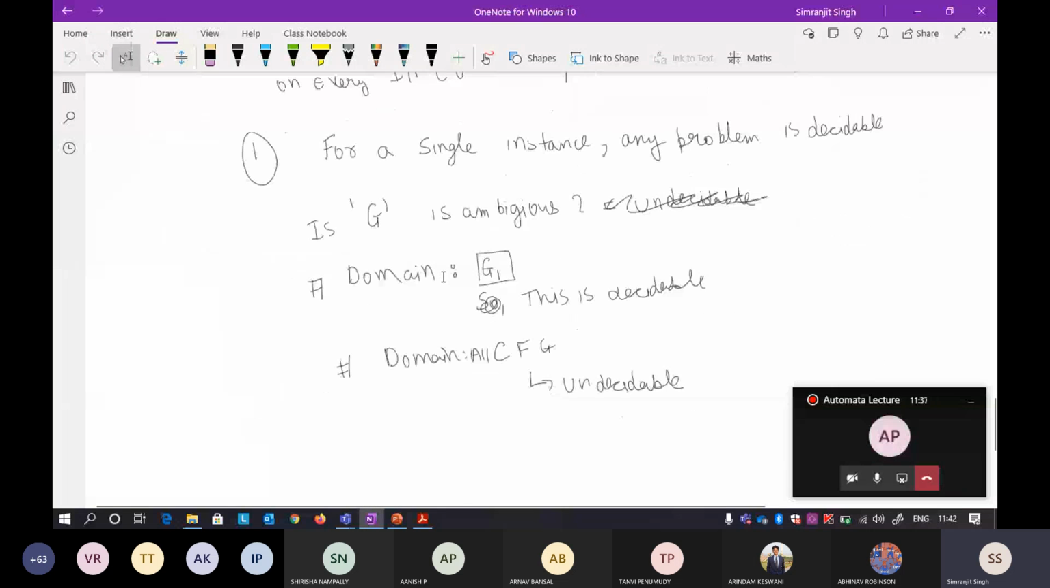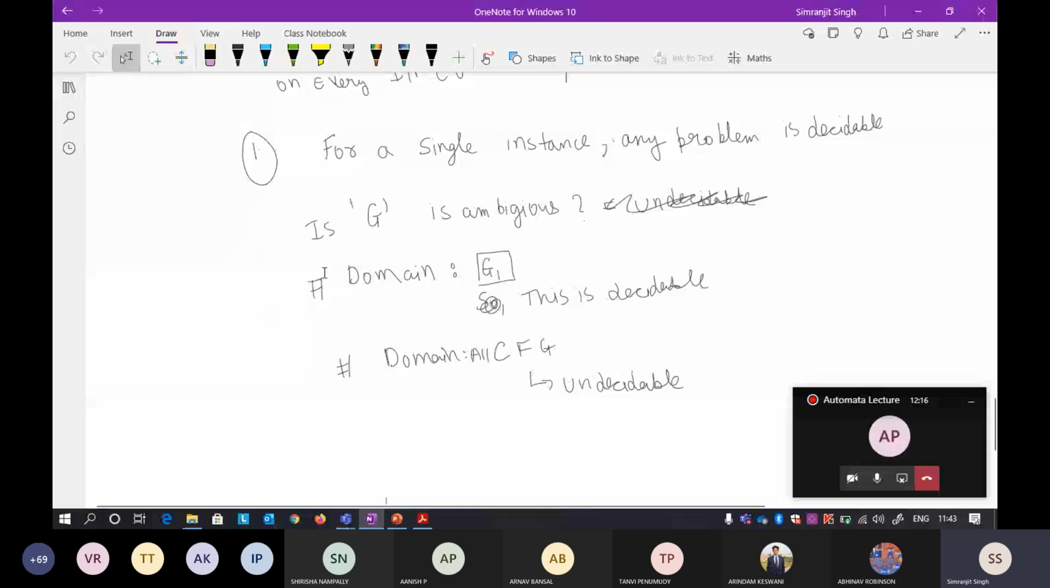So I'll again merge these two concepts. And again, one single point that I've told you: for a single instance, any problem is decidable. I have given you the example that to check ambiguity, there is no algorithm. So decidability is when you can build an algorithm for a particular problem. If you're not able to form any algorithm, or your algorithm is taking exponential complexity, then we can say that your problem is not decidable, or undecidable.